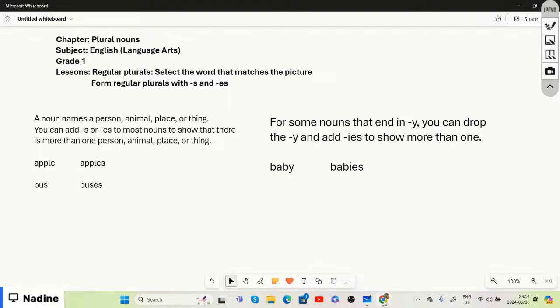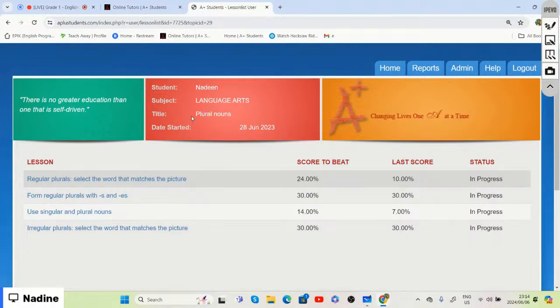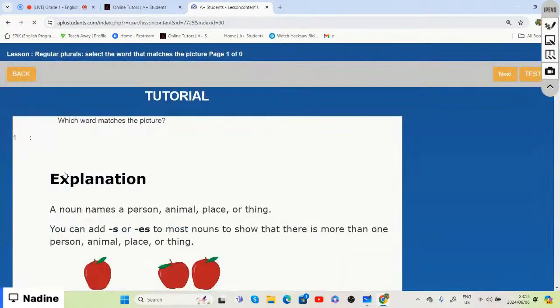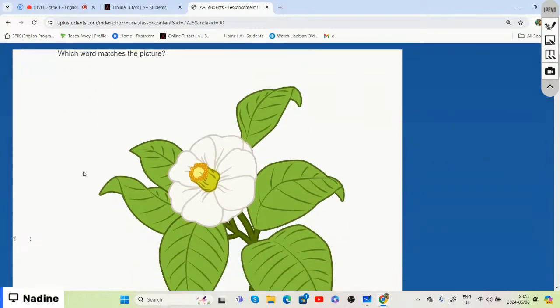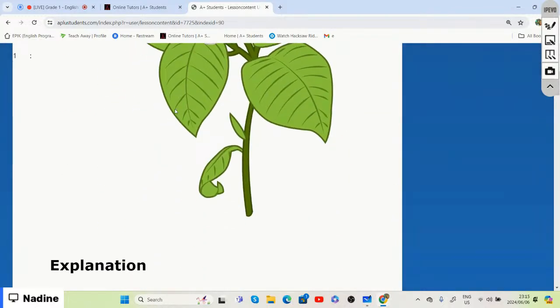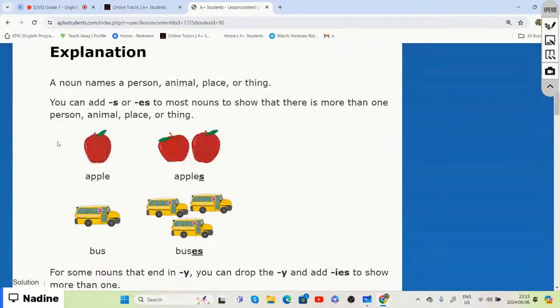All right, so now we're going to aplusstudents.ca, and we said our chapter is plural nouns. The first lesson that we're going to go into is regular plurals. We're going to select the word that matches the picture. It says which word matches the picture. And before we go to the picture, we're going to first go over our explanation once again of what plural nouns are.